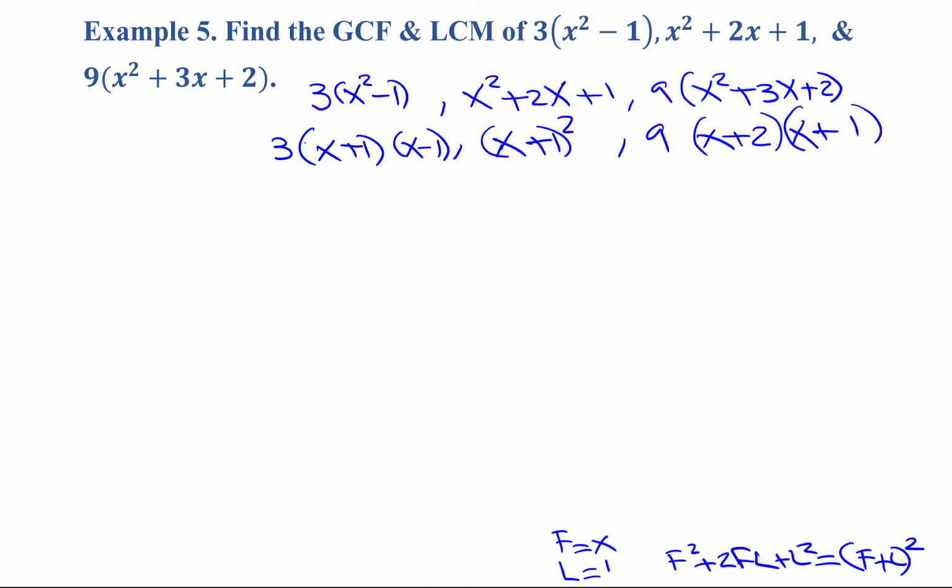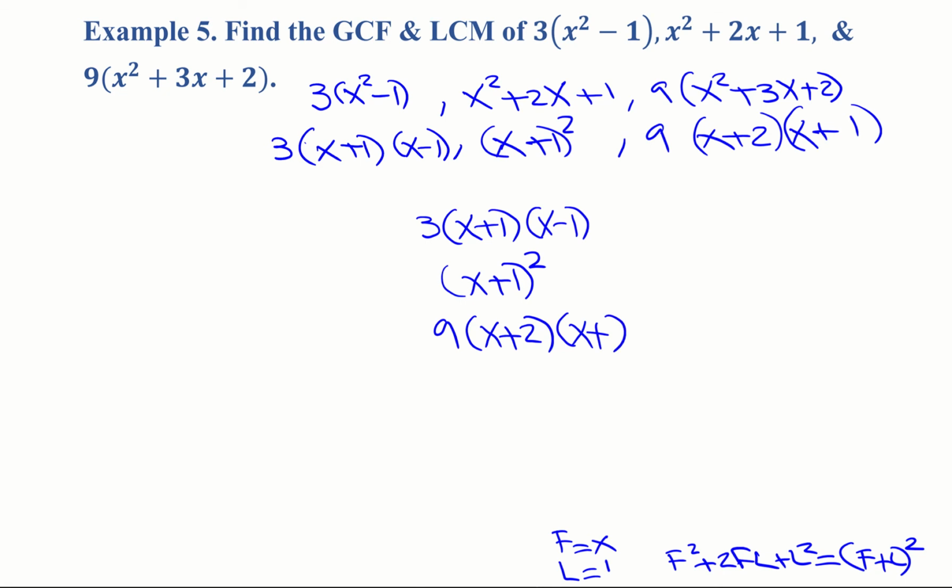All right, so since they're kind of large, let me write them in a different fashion this time. Let me write them like this. So here are our 3 expressions in factored form. So we have that, we have x plus 1 squared, and we have 9 times x plus 2 times x plus 1. I'm going to write it in this direction for space's sake.